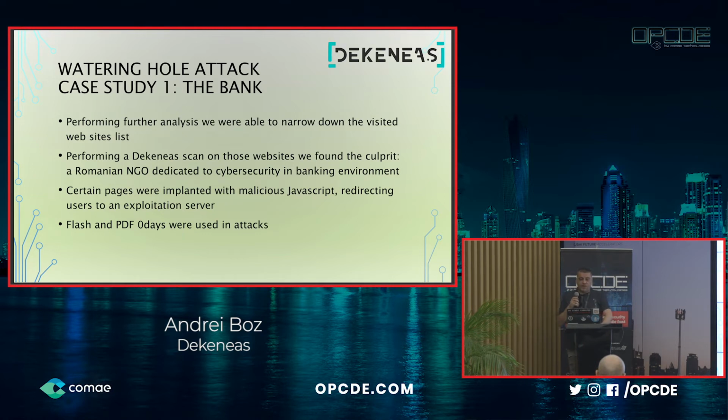And we, in fact, identified that certain pages were implanted with malicious JavaScript. DEKENEAS found that. The malicious JavaScript was used to redirect users to an exploitation server. And the exploitation server was using Flash and PDF 0-days. So basically, this was the reason why nothing appeared in the logs and no suspicions were raised.